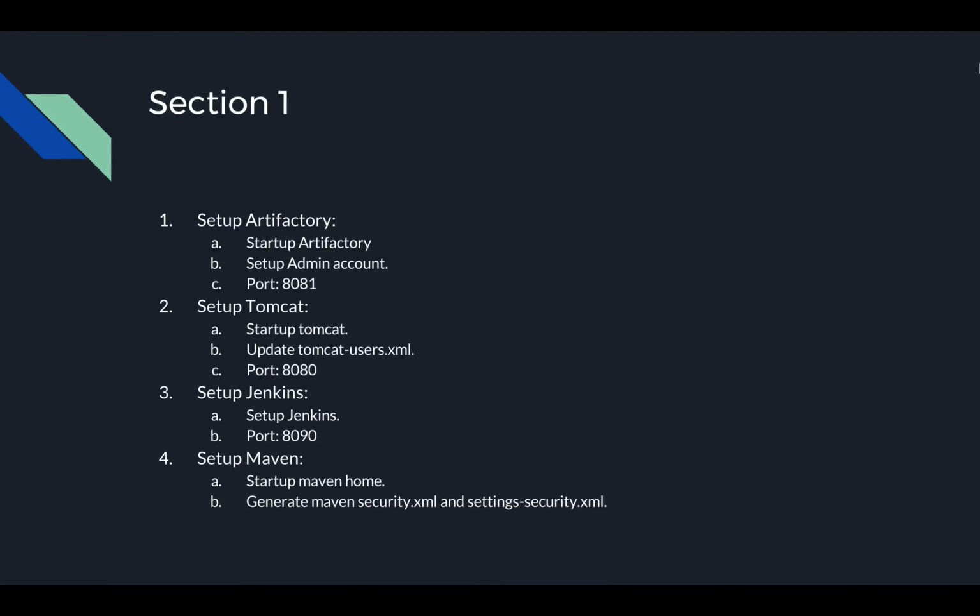Okay, so now that we have Jenkins set up, let us make sure that we finish up the last portion of the setup. So we have already set up Artifactory. We have it up and running on port 8081. We have set up Tomcat, and we have updated Tomcat users to be able to access the manager as well as the manager script. We have set up Jenkins, and we have installed some of the default plugins, and we customized Jenkins to run on port 8090.